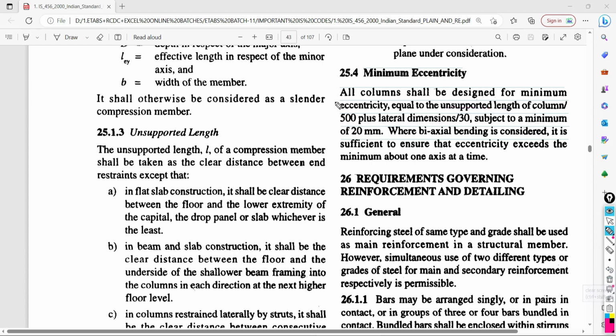So if the calculated value you are getting is less than 20 mm, at that time you have to consider at least 20 mm. But if the value you are getting is more than 20 mm, for example 23 or 25, that calculated value you have to consider. So if the value is coming out to be more than 20, consider that. But if it is less than 20, you have to consider at least 20.